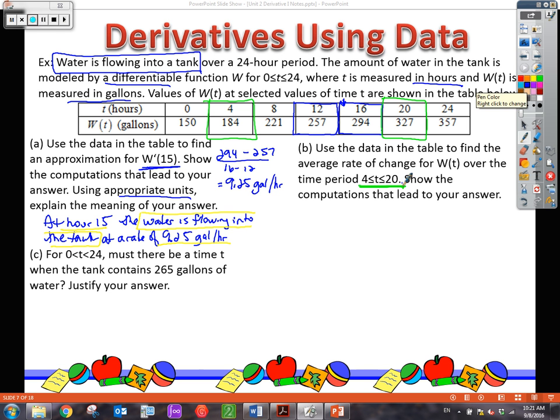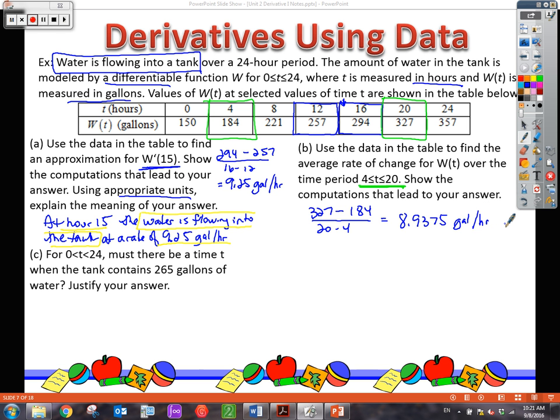So we would do 327 minus 184 over 20 minus 4. We would put that in our calculator and that would give us 8.9375 gallons per hour.